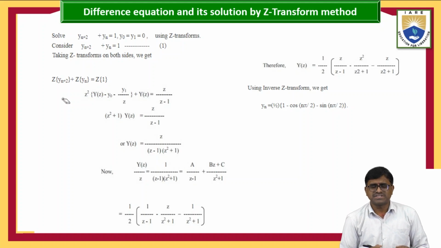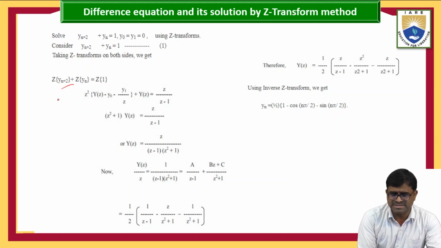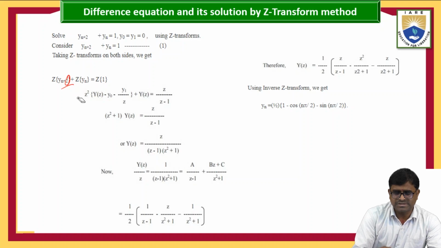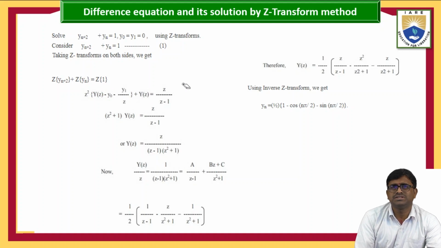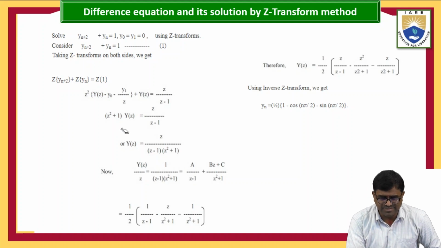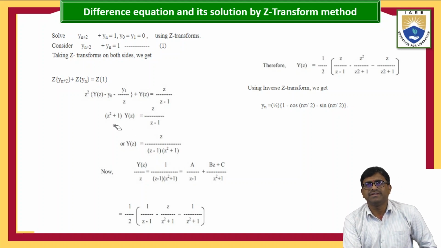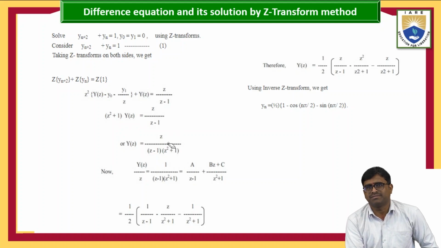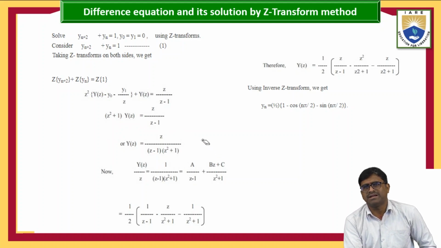It is a function with a delay of 2 intervals. That's why here it comes as a power of 2. Z square into Y of Z minus y0 minus y1 of Z, plus Y of Z, equal to Z by Z minus 1. After that, taking Y of Z common, we are getting (Z square plus 1) into Y of Z equal to Z by Z minus 1. So this is your final answer.